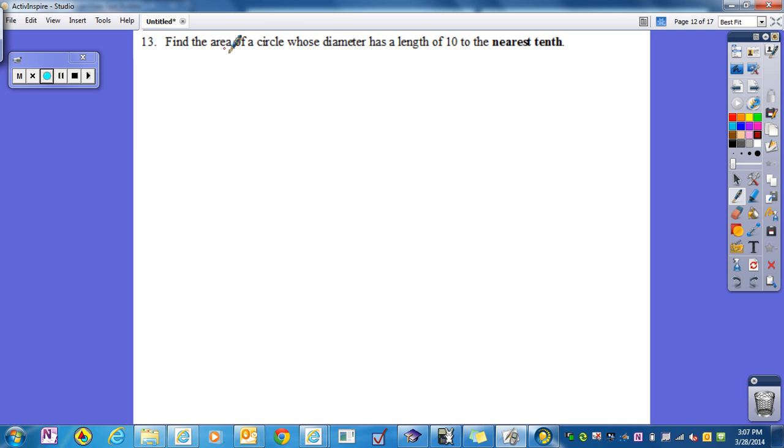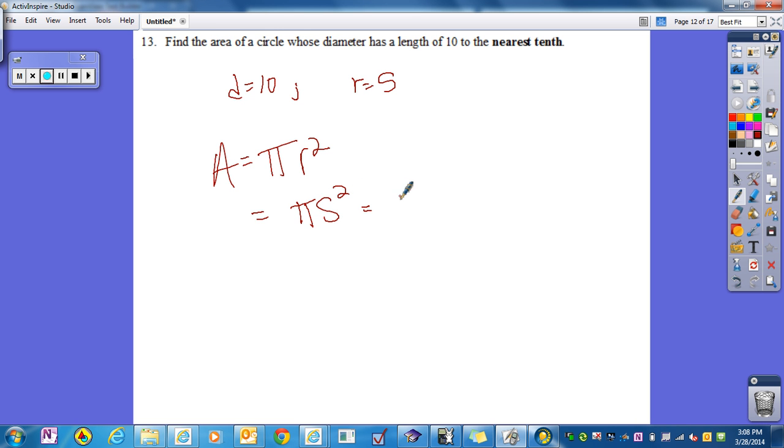Alright, for 13 it says find the area of a circle whose diameter has a length of 10. Alright, so if my diameter is 10, I must use the area formula, which is pi r squared. So if the diameter is 10, that means that the radius is 5. So we have pi times 5 squared. 5 squared is 25, so we're looking at 25 pi. And when I put in 25 pi, I'm going to get 78.5. So the area of the circle is 78.5.